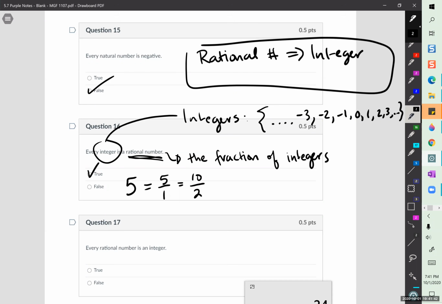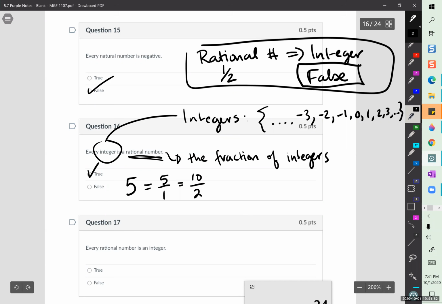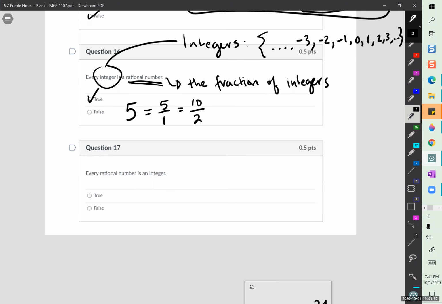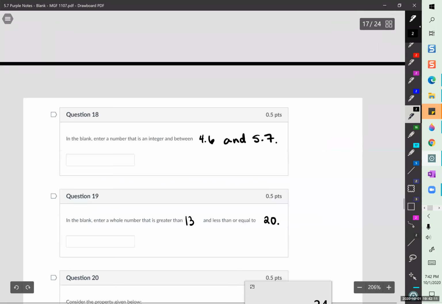That would be false, right? Because what about the example of 1/2? Definitely a rational number, but not an integer. So the order of this implication is important. Oh, which was our next question. Every rational number is an integer. That would be false. So if we have the description of these sets of numbers in front of us, then we can evaluate these true and false statements.